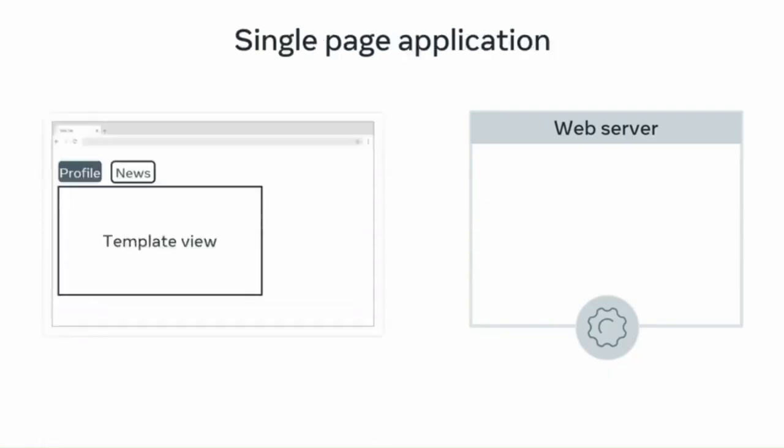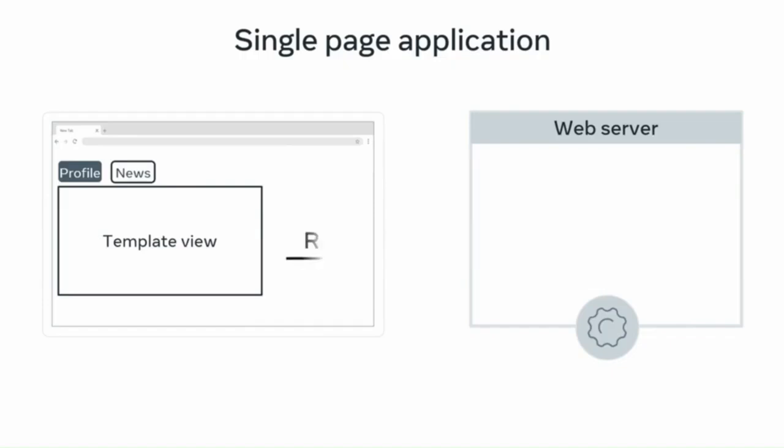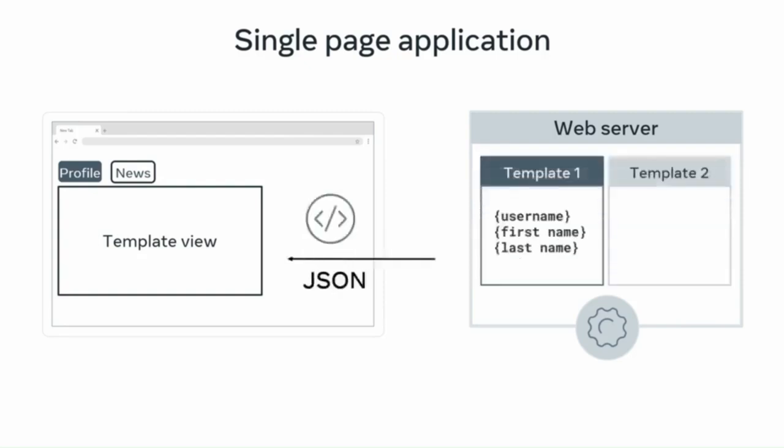In a single-page application, different pages are broken into templates, also known as views. Each view will have HTML code that can be updated by the application. For instance, the profile page would have a username, a first name, and a last name. The web browser sends the request to the web server, and the web server sends back a file called a JavaScript Object Notation, or JSON object.